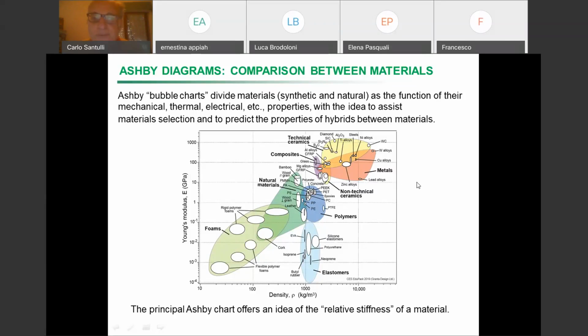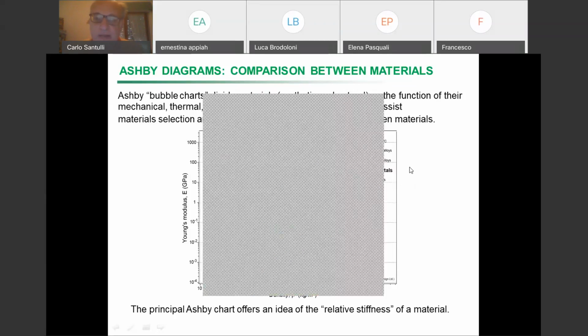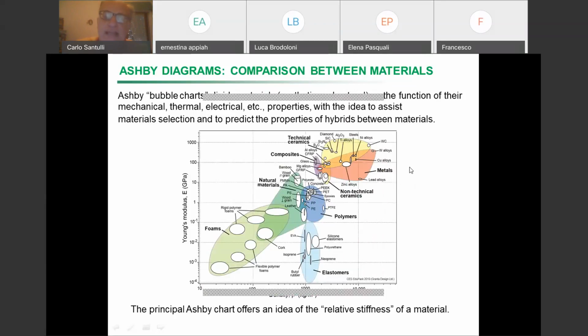Good afternoon. We resume our reasoning on materials, and as we were saying last time, we were concentrating on mechanical testing, in particular on tensile testing, because they are the easiest one to perform.